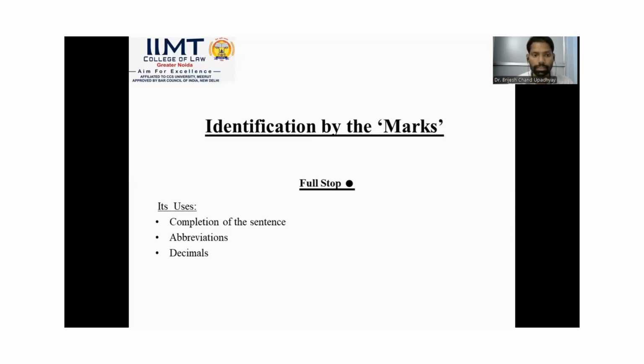It must be used in decimals. In arithmetic, you know 5.6, to separate the big amount from the small one. For example, you can say 5,000 rupees and some paise in the Indian concept, or in the English concept, you can separate dollars and cents by putting a full stop, which is known as a decimal.